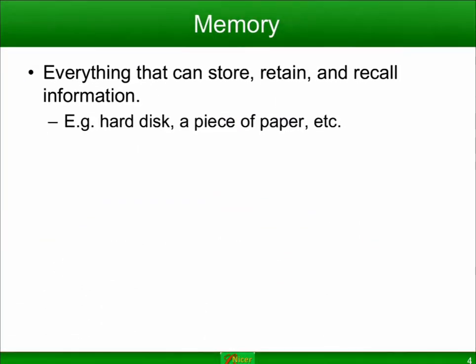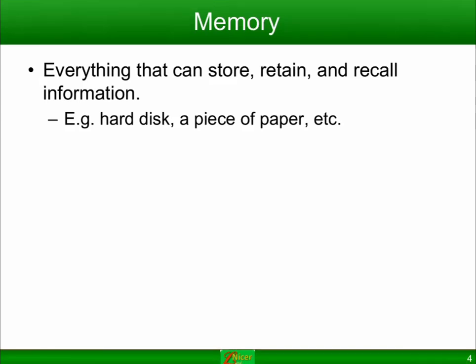Memory: everything that can store, retain, and recall information is called a memory. The types of memory can be a hard disk, a piece of paper, RAMs, ROMs, read-only memory, where RAMs are random access memory, and floppy disks. These all consist of memory.